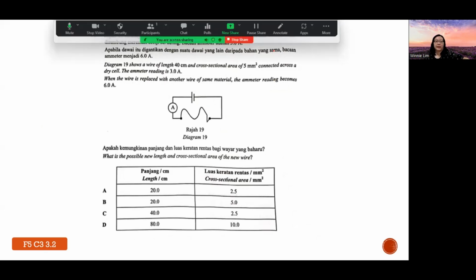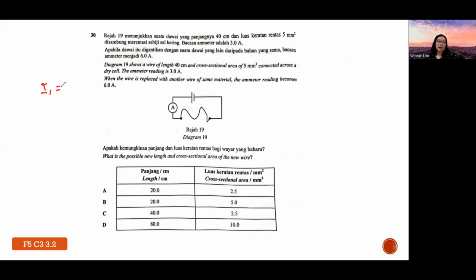Now the context is the current, initially I1 of 3 ampere, has changed to 6 ampere. That means your current increases. So if current increases, how do you relate the idea with resistance? The resistance will reduce, correct? So you should have a low resistance wire. Now we see the relationship between length and resistance. Resistance is directly proportional to length, and resistance is inversely proportional to cross-sectional area.